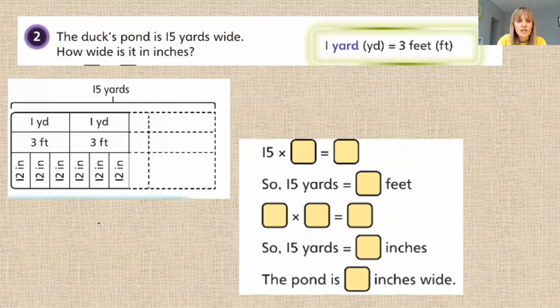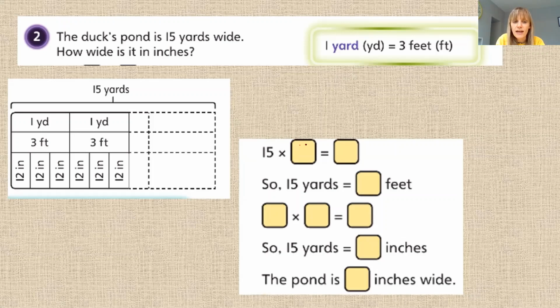So over here, you can see that we've got 15 yards just here. Now it's started to break it down. So 15 yards, so we'd need to draw this 15 times. It hasn't done it because it would be quite large. So every time you've got 1 yard, you've got 3 feet, which is 3 sets of 12 inches. So the way that we would convert first is, first of all, put it into feet.